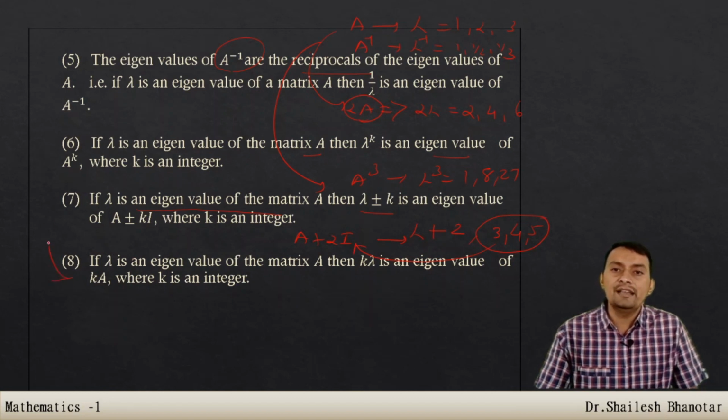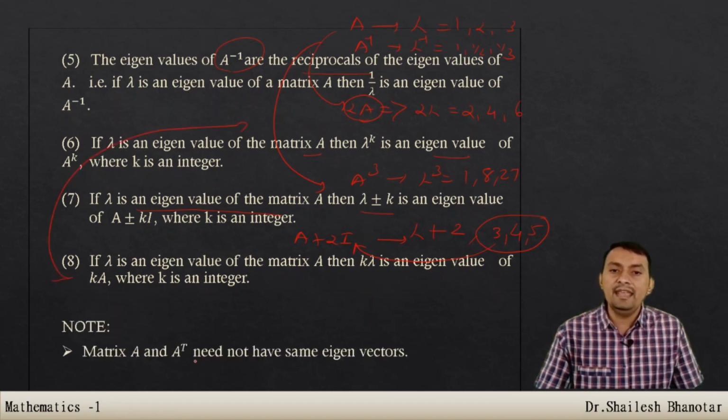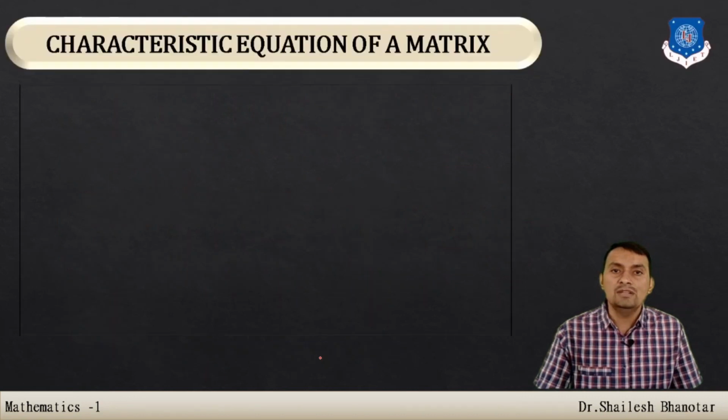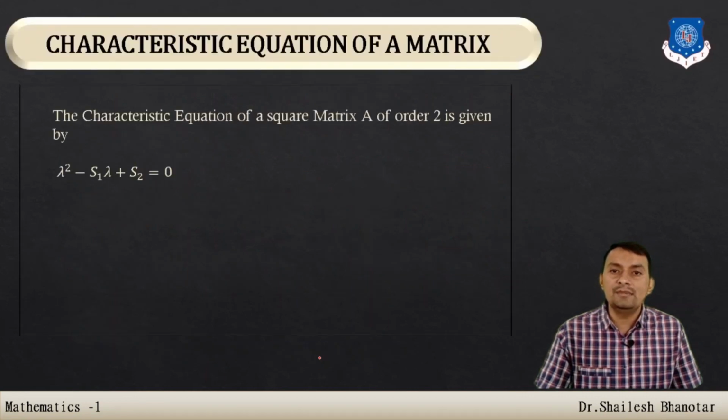And this I have already explained. Matrix A and A transpose need not have the same eigenvectors. We will keep that in mind, because both have the same eigenvalues, but that doesn't mean they have the same eigenvectors. So let us understand the characteristic equation of the matrix A.